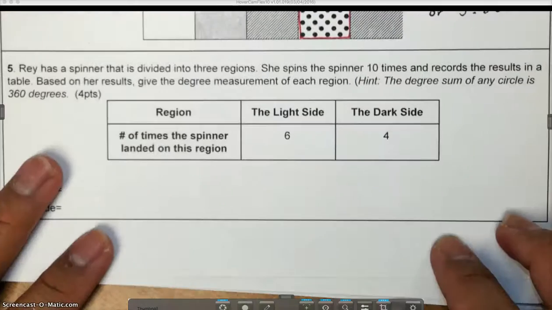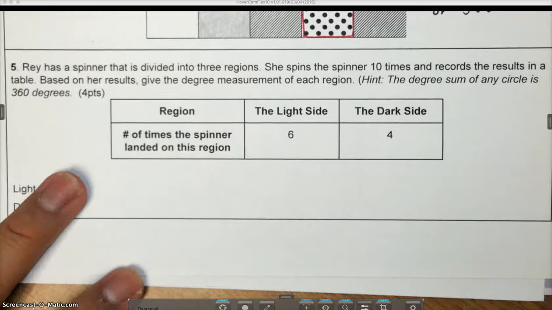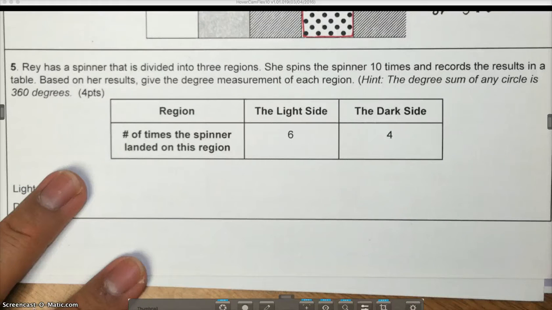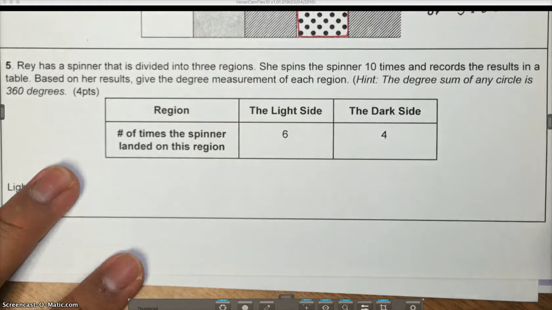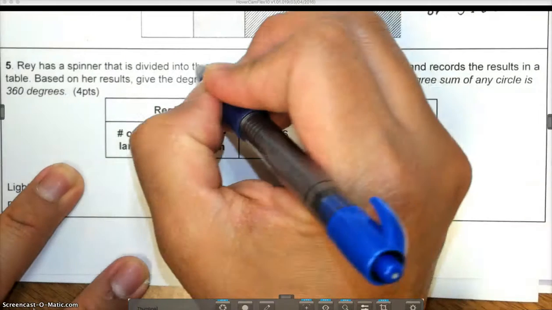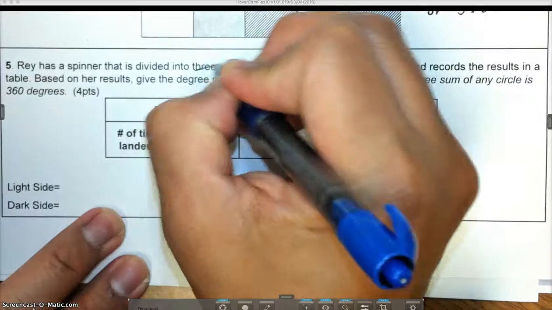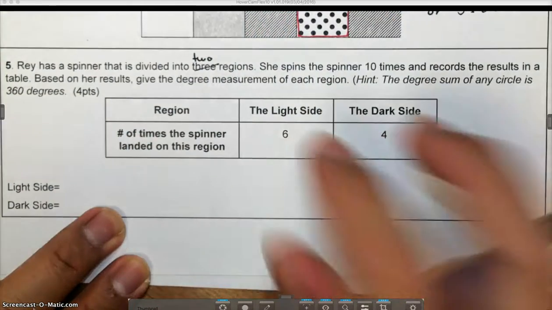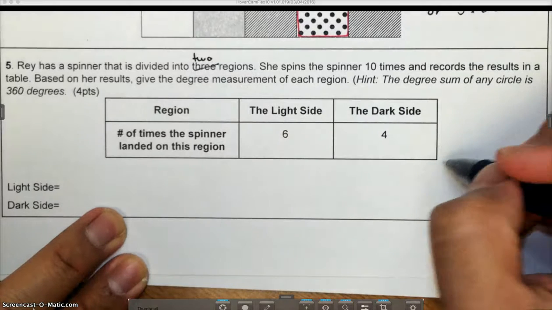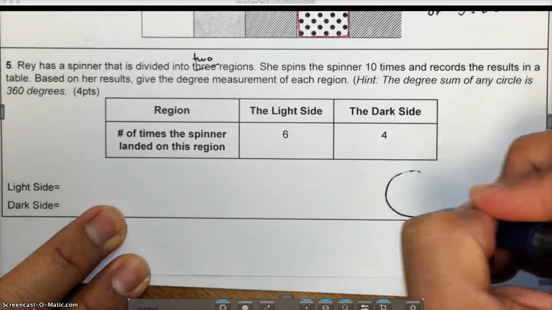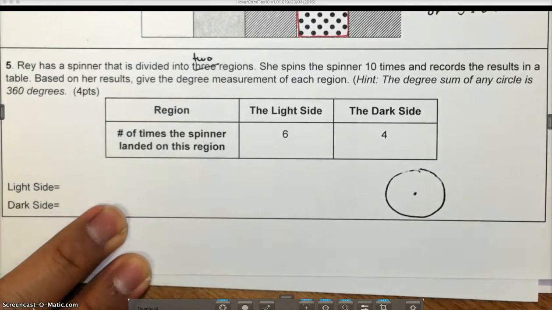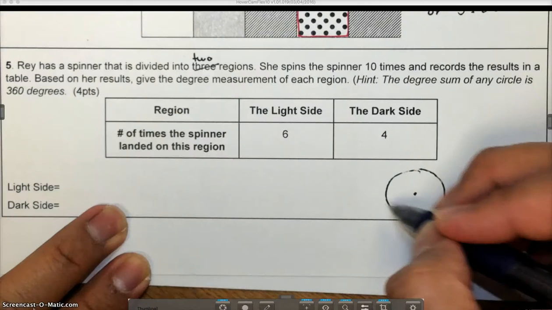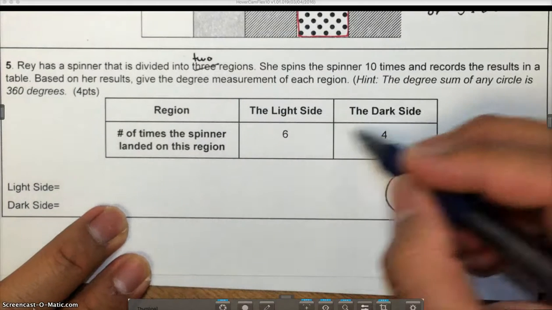This last section down here says Ray has a spinner that's divided into 3 regions. She spins the spinner 10 times and records the results on the table. Now there's a typo here. This shouldn't say 3 regions. It should say 2 regions, because it's only the light side and the dark side. Now what they're saying is there's a spinner. Okay, so there's a circle here, and there's a center, and we need to figure out where I can draw my lines that will represent this item here.